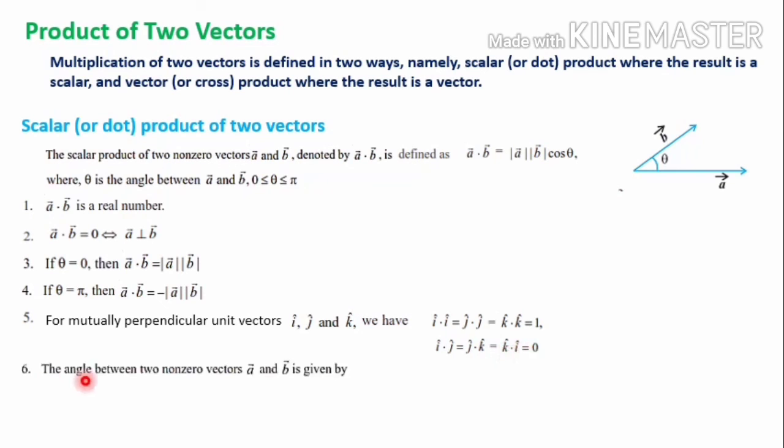The last one, the angle between two non-zero vectors, vector A and vector B, is given by cos theta is equal to vector A dot vector B divided by modulus of vector A into modulus of vector B. Next, we shall discuss the properties of scalar product.